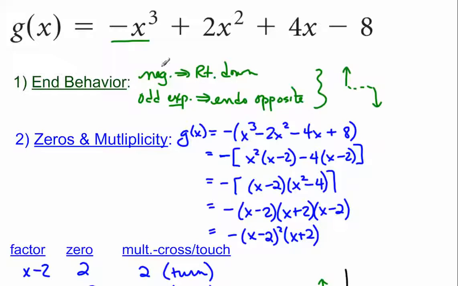Okay, well on this one, my leading term is negative, so that means my right side goes down. My exponent is odd this time, so my ends go the opposite direction. Okay, for the zeros, we're going to have to factor this guy. This one's a little bit complicated, which is why I wanted to include it as an example.